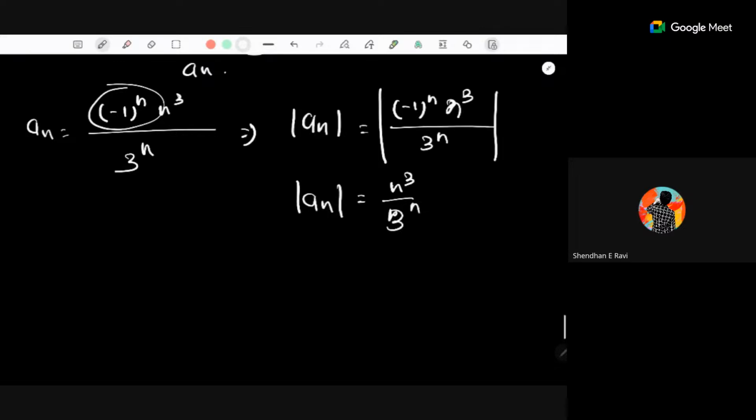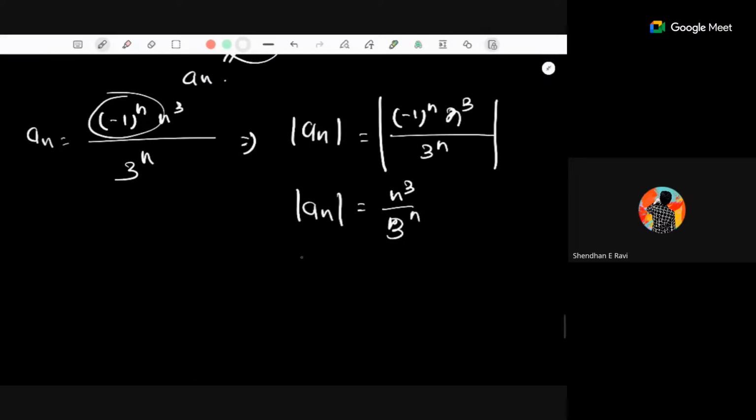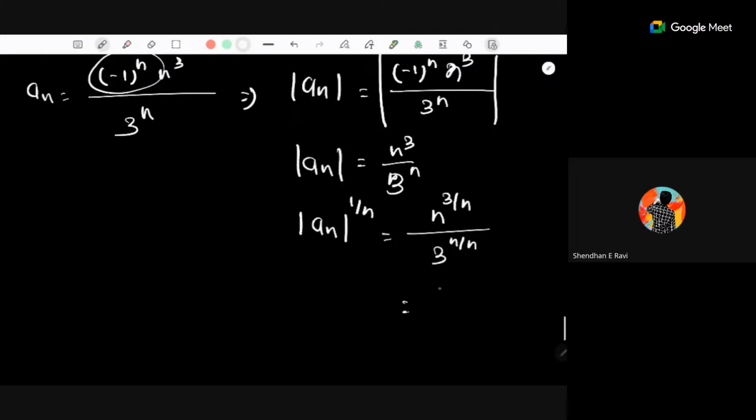Now again, what we need is the modulus of a n to the power 1 by n. So here the modulus of a n to the power 1 by n will become n to the power 3 by n, upon 3 to the power n, the whole to the power 1 by n, right? So this will become 3 to the power n by n only, which is nothing but n to the power 3 by n upon 3, right? So this is our modulus of a n to the power 1 by n.